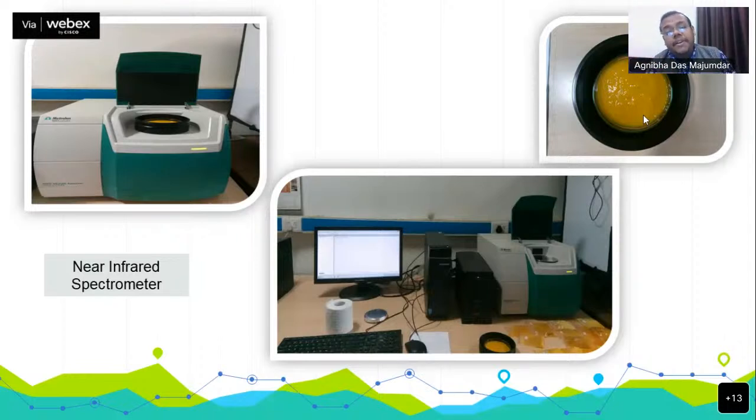The benefit of this technology is that there is no sample preparation. We don't have to add any chemicals to our samples. After the experimentation, we will have our samples as they were before, so we can eat or use those food products after the NIR spectrometer experimentation. So that's all for this technology.